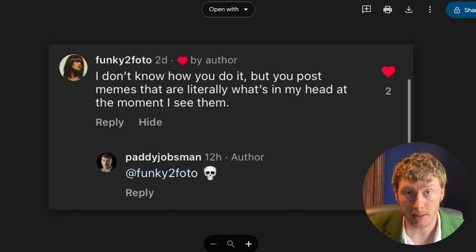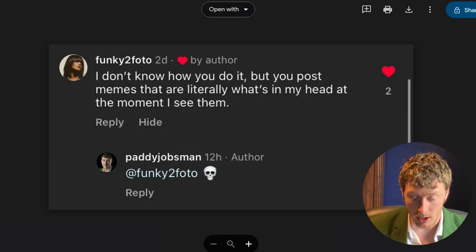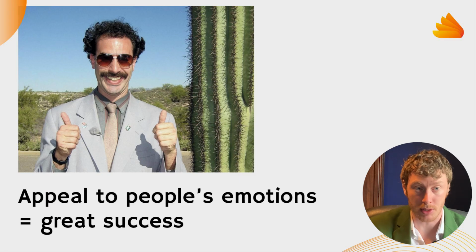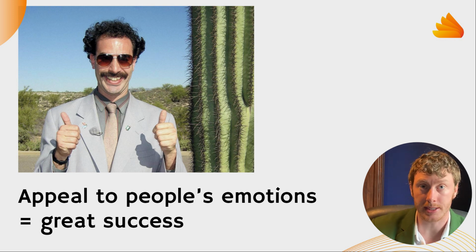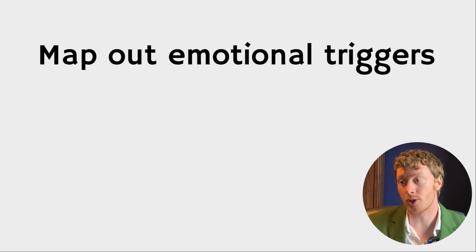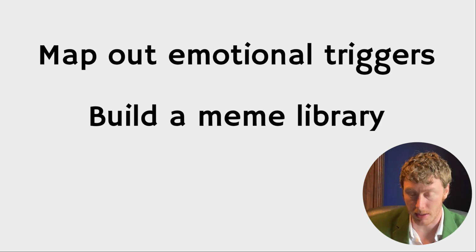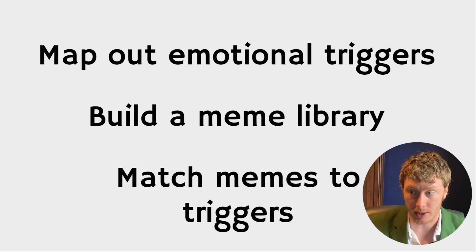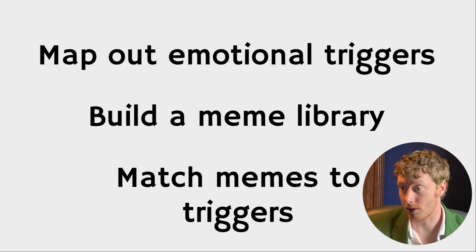And this is entirely by design, because I've mapped out everything that triggers my audience emotionally, and then I communicate those emotions through the memes. And I'm going to show you how to do the very same thing for your own audience. So essentially, you just need to map out all the emotional triggers your audience feels. Then you need to build a library of memes for inspiration. And then from there, it's just about matching the emotional triggers to the memes in your library. So I'm going to show you how to do all that now.